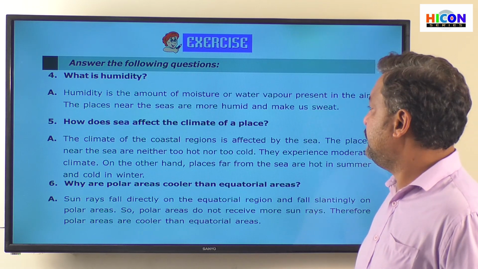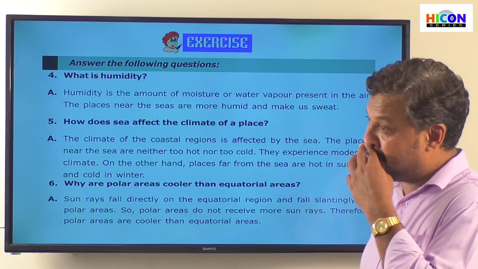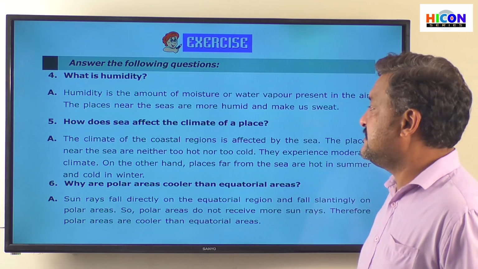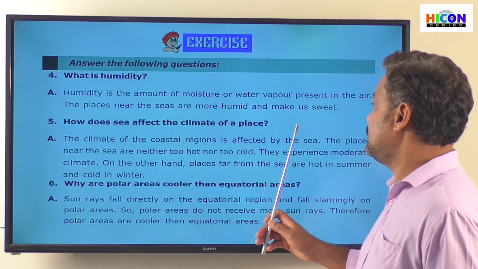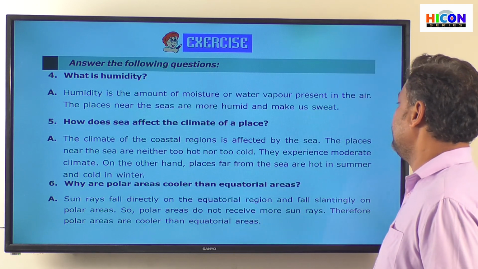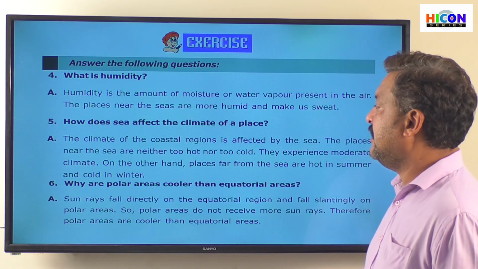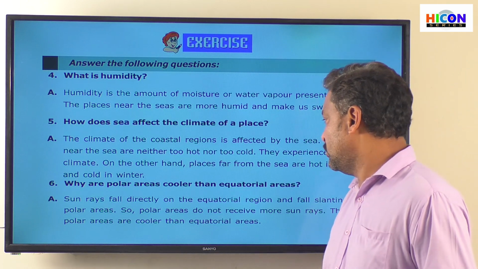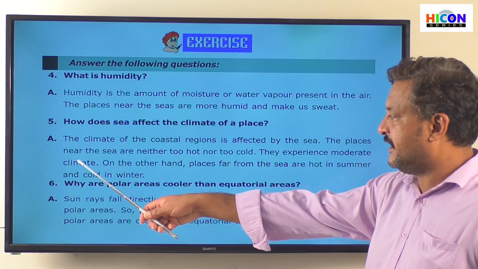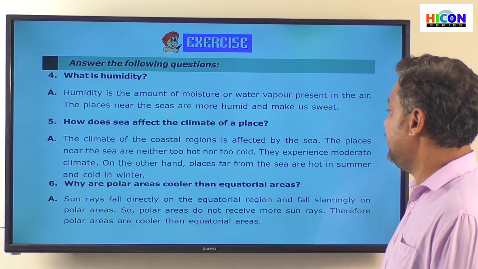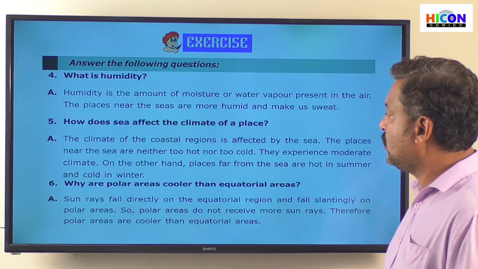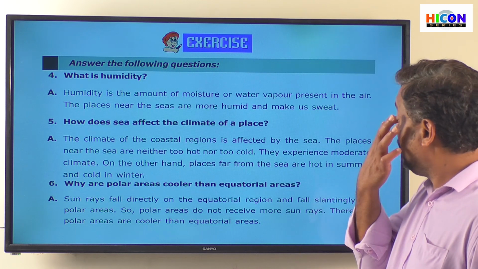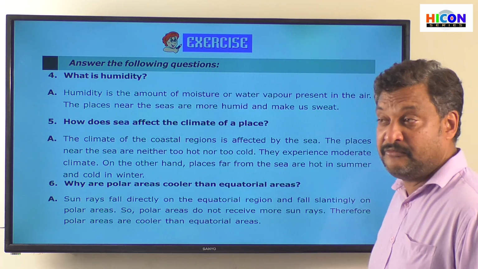How does the sea affect the climate of a place? The climate of the coastal region is affected by the sea. The places near the sea are neither too hot nor too cold. They experience a moderate climate. On the other hand, places far from the sea are hot in summer and cold in winter. So, how does the sea affect the climate of a place?